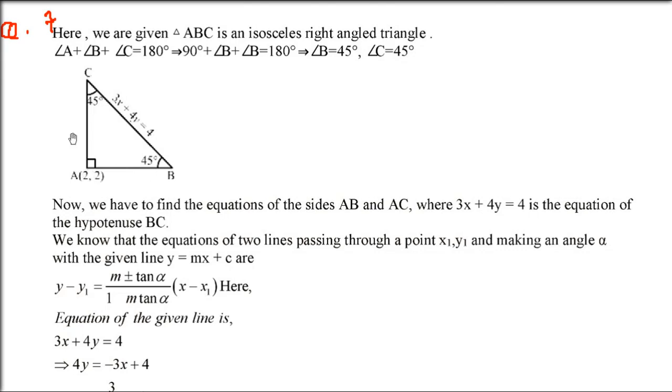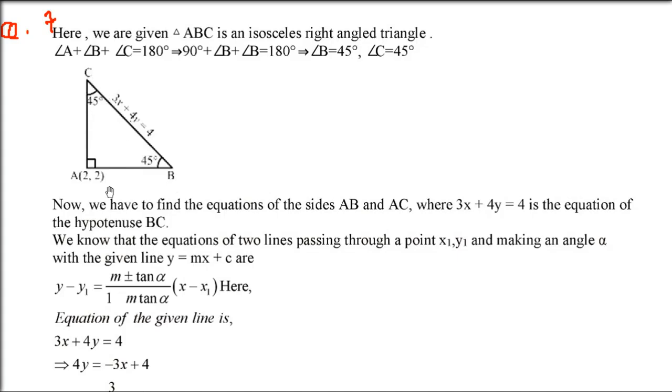So, find the equations to the sides of an isosceles triangle. If you see this triangle, AB and AC are the lines whose equations are to be found, and they are passing through a common point A, which is (2, 2). Since it is an isosceles triangle and one angle is 90 degrees, the other angles will be 45 degrees, both angles, because angles opposite to the equal sides are equal.